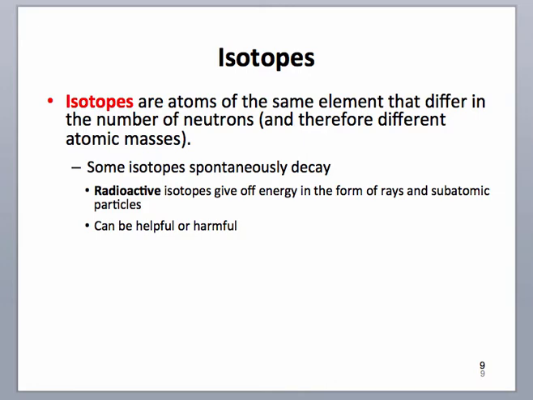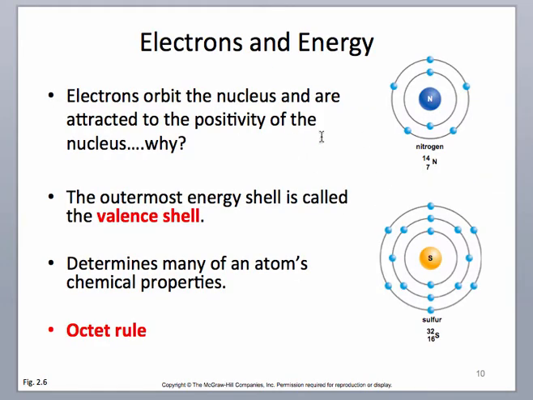So switching gears a little bit, again, those electrons are going to orbit the nucleus, so they're going to be hanging around the outside because they are attracted to the nucleus, which is positive. Now think about that for a minute. Why is the nucleus positive? Remember that the protons and neutrons are there, and the neutrons don't have a charge, so ultimately the nucleus has a positive charge.